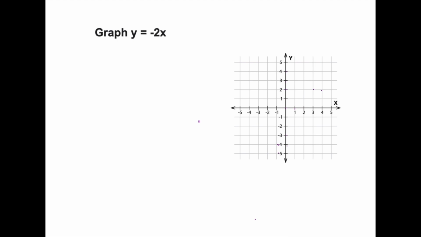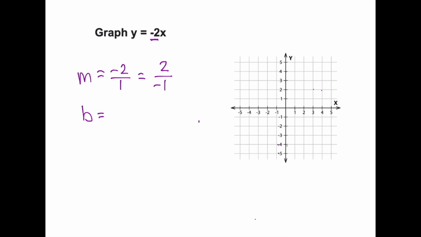Now let's see how you did. Our slope is what's in front of the x, that's negative 2. We need to write that as a fraction, so we can write that as negative 2 over 1. Playing around with negatives, we could also have it as 2 over negative 1. Both of them are equivalent to negative 2.